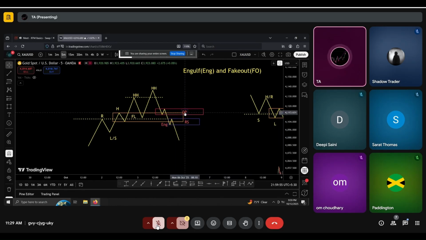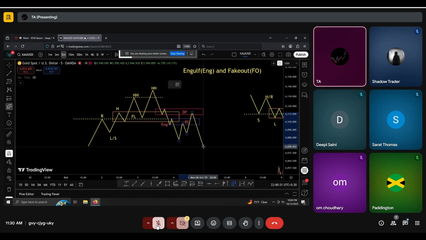If price doesn't go back to this DP level in future, when price comes back, it will face two zones. One zone is here and another zone is here. So what will price do? It will come back and go back again to this DP. It may react from this RS like this, but then again go back to this DP and then come out and then go down again.